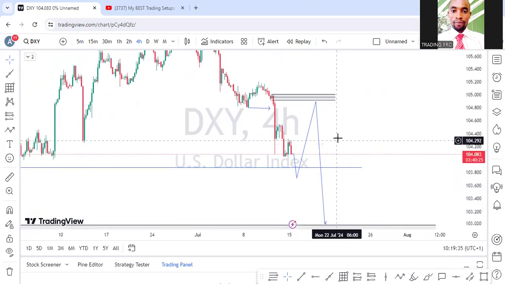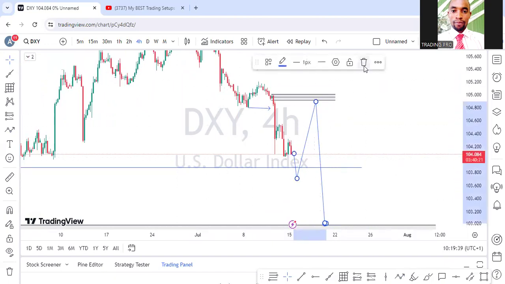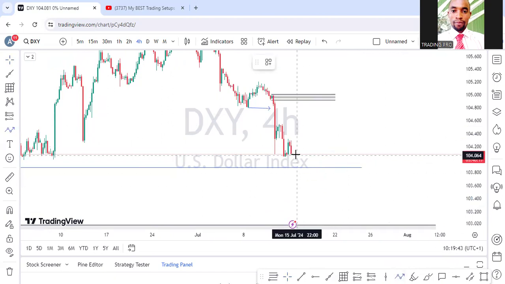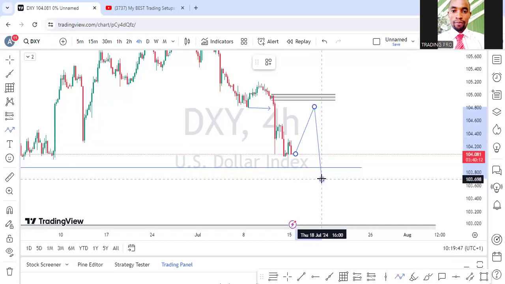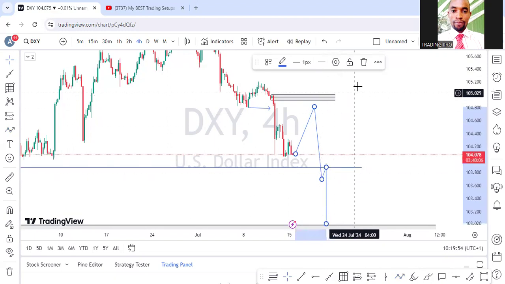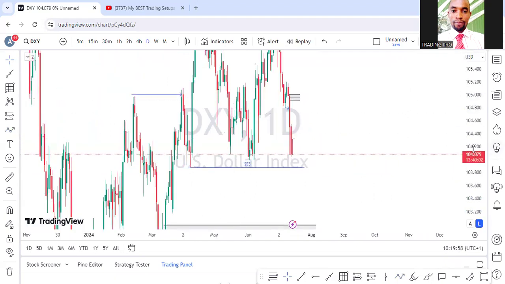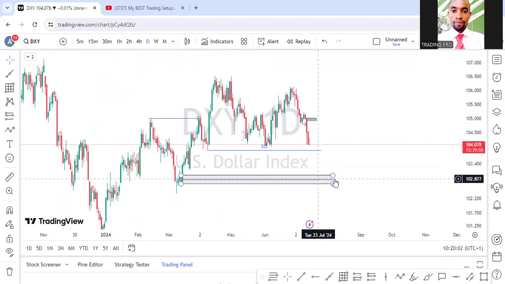So this is the projection for DXY for this week. It means that this week we'll be looking at a bearish week on DXY, a pullback, then continuous selling. We'll have something of this nature on DXY for this week. So now that we already have the concept that we could still see a bearish DXY, let's now go to the currencies.